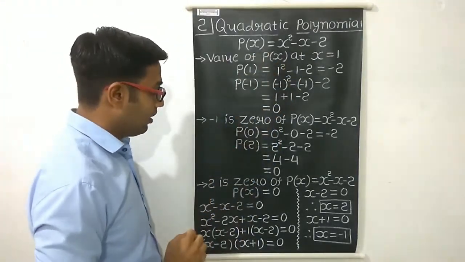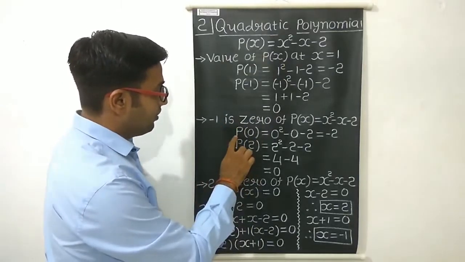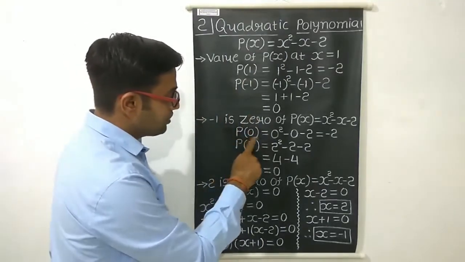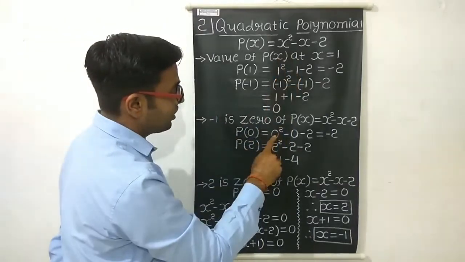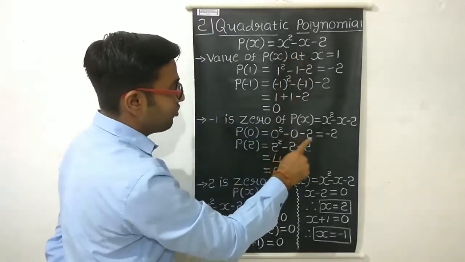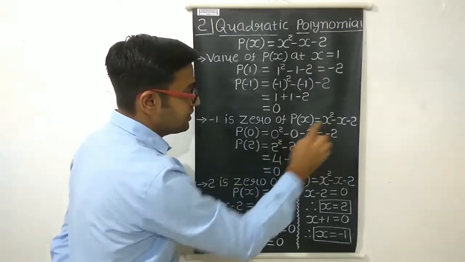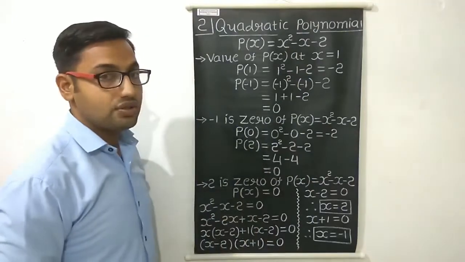Let us check. Now take 0 instead of x. Then what will happen? The value of p of x at x equals 0 is p of 0 equals 0 square, because instead of x we have to put 0. That is why 0 square minus 0 minus 2. This becomes 0, and minus 2 remains as it is. So the answer of p of 0 is minus 2.